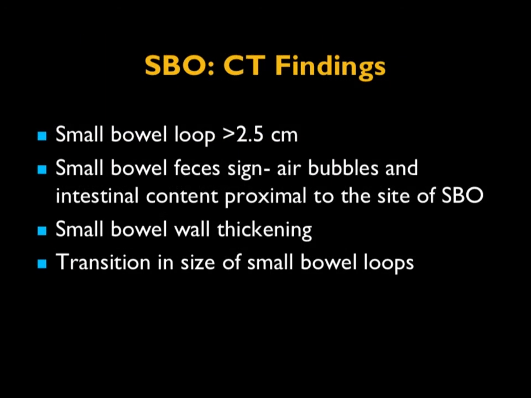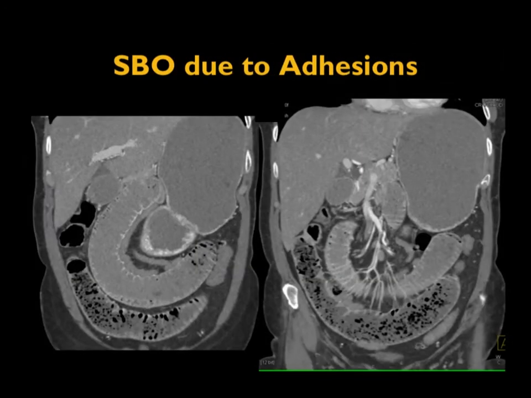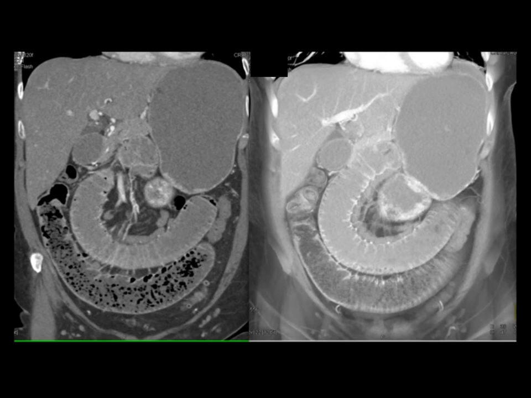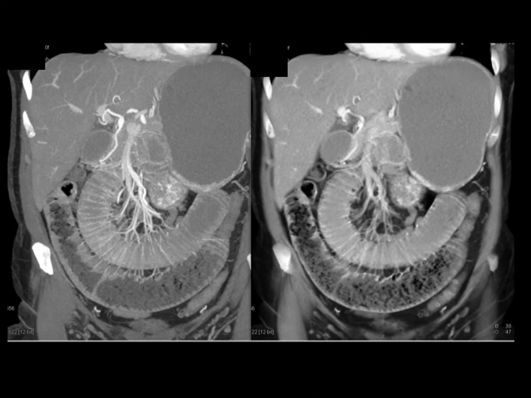Well, things we look at: the bowel loop distension over 2.5 centimeters, we call them dilated. We look for the feces sign, where air bubbles and intestinal content are proximal to the site of the SBO. We look for wall thickening, and we look at transitions. Now, in saying that, this is a good example of showing you the transition, dilated bowel, transition right lower quadrant, and you see the feces, or what appears to look like feces, coming right up to the zone of obstruction.